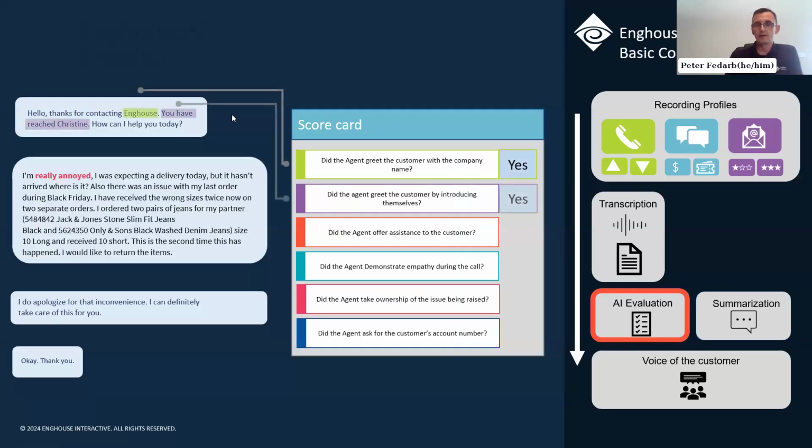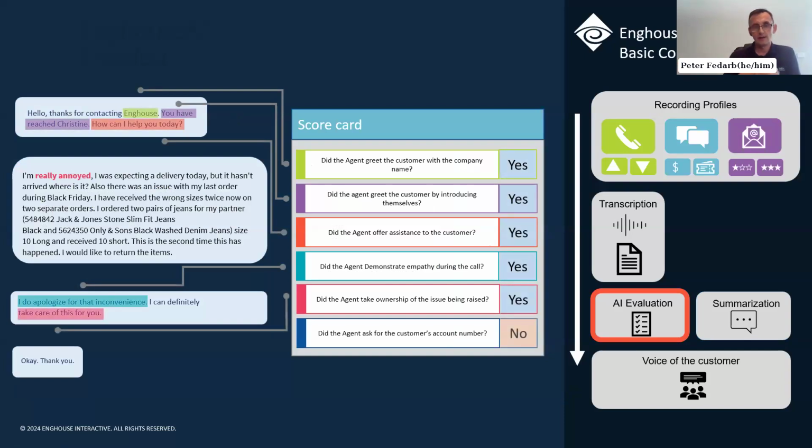Once we have all of that information in text, this is really where the AI starts to pick that apart. And really, what we're talking about is conversation AI. We've had for many years technology that will be able to pick out individual words. But what we're really doing today is looking at the context of what's being said and then matching that to a question. So this is where the questions in the scorecard come in: did the agent greet the customer with the company name? Now, that might be a little bit widespread.